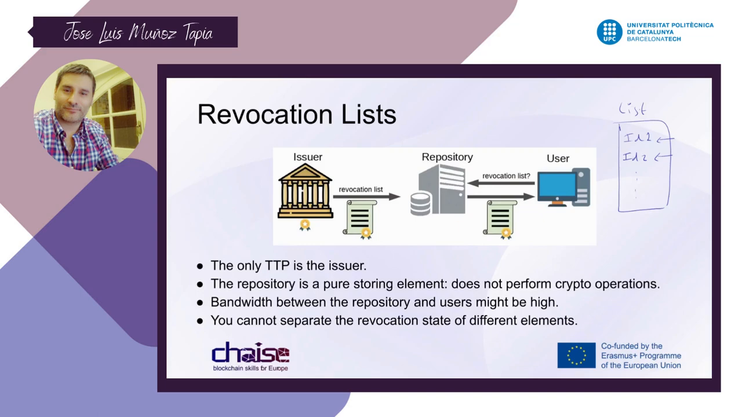How can I distribute this information to users? There is an issuer, an entity that creates this list, or receives some requests to revoke, for example, credit cards, and then creates a list and sends this list to users. A typical scenario could be that the issuer just creates a digital signature and sends this list to a server, and then users can download the list of revoked identifiers, and this list is digitally signed by the issuer. So this is one way to build this application.